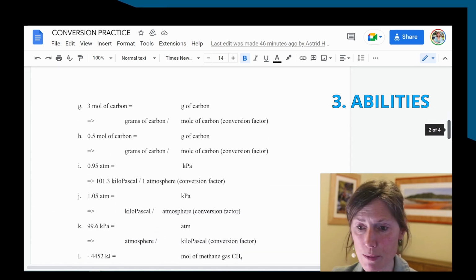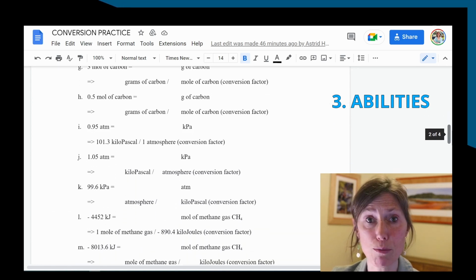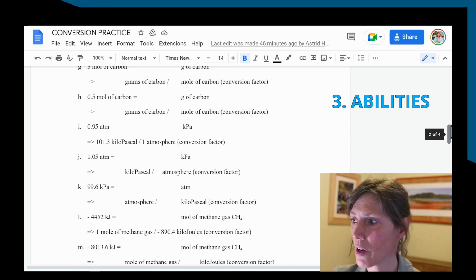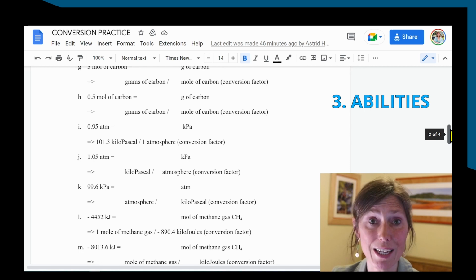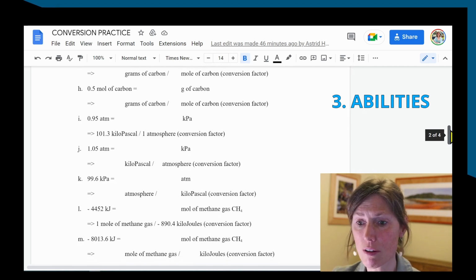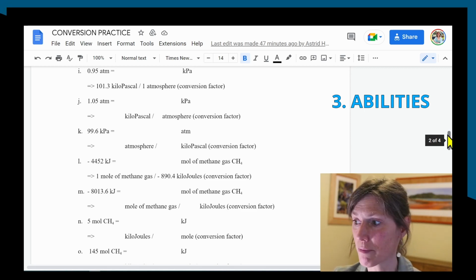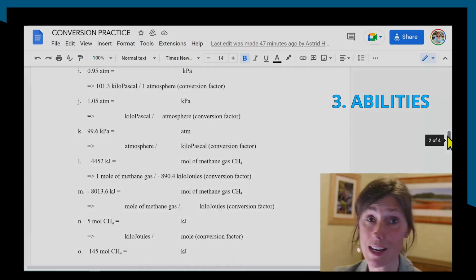moles to grams, but then also some units that I have not even covered with them yet at all. So we're seeing here atmosphere to kilopascal and the reverse. Even kilojoules to moles based on heats of reaction. Have not taught them this at all yet.